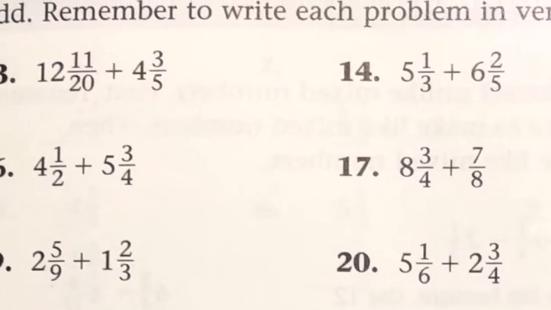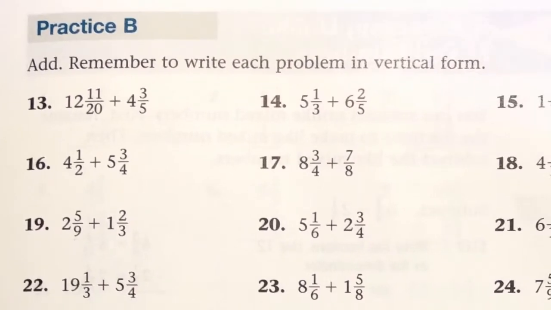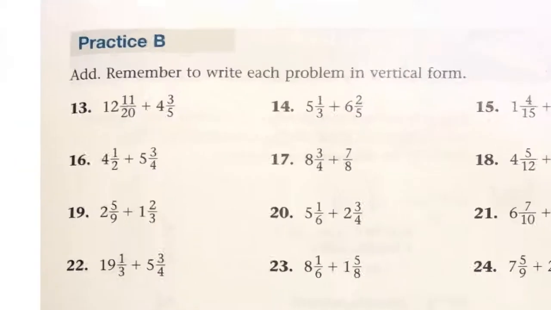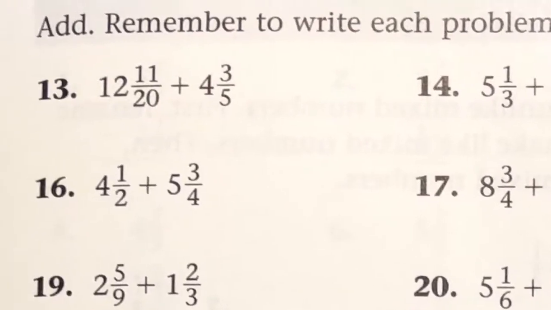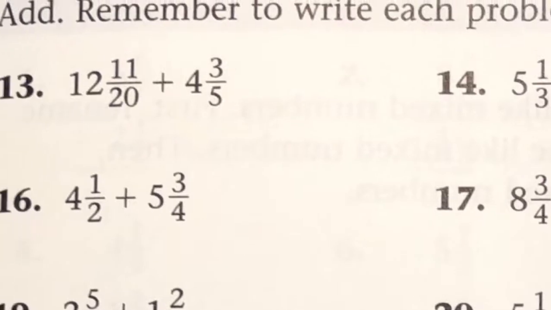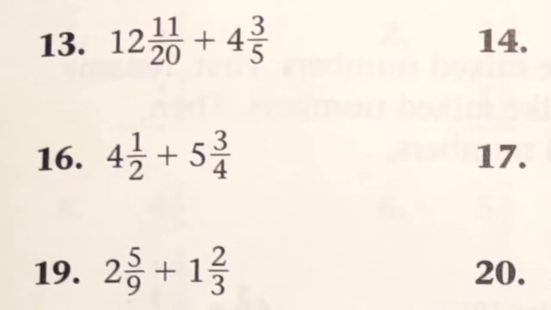All right, we have some more. Remember to write each problem in vertical form. So we've got a whole bunch more we can practice with. Let's just take a look at a couple. Start with number 13. Here we have 20 and 5 as the original denominators.